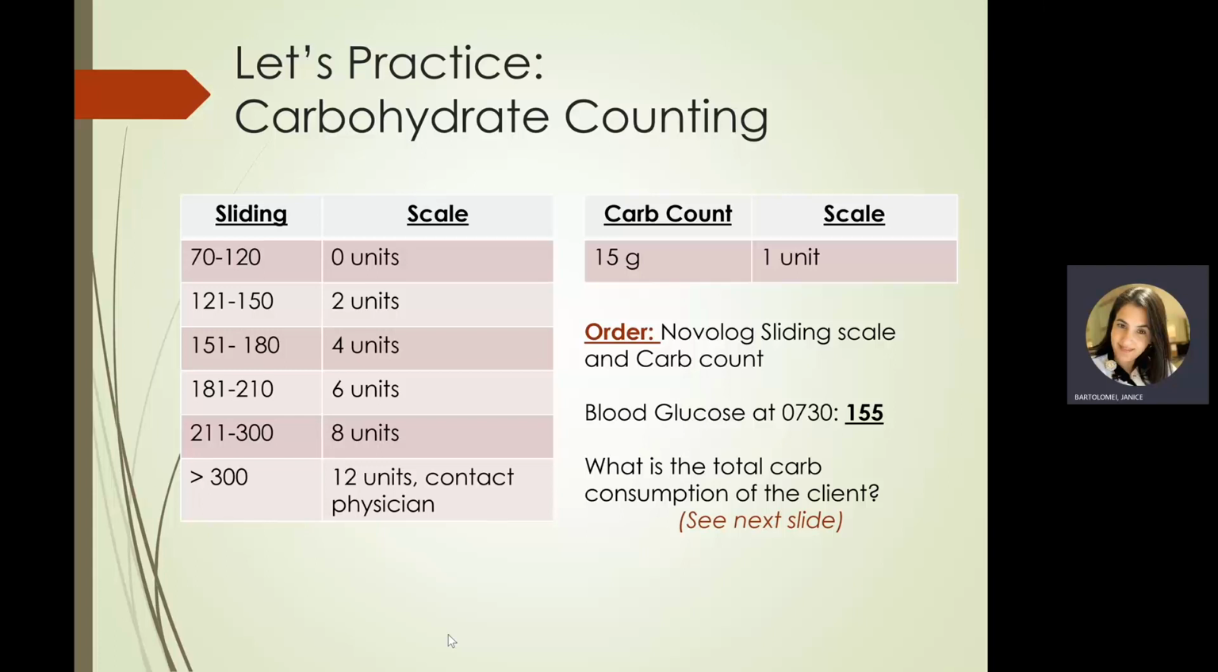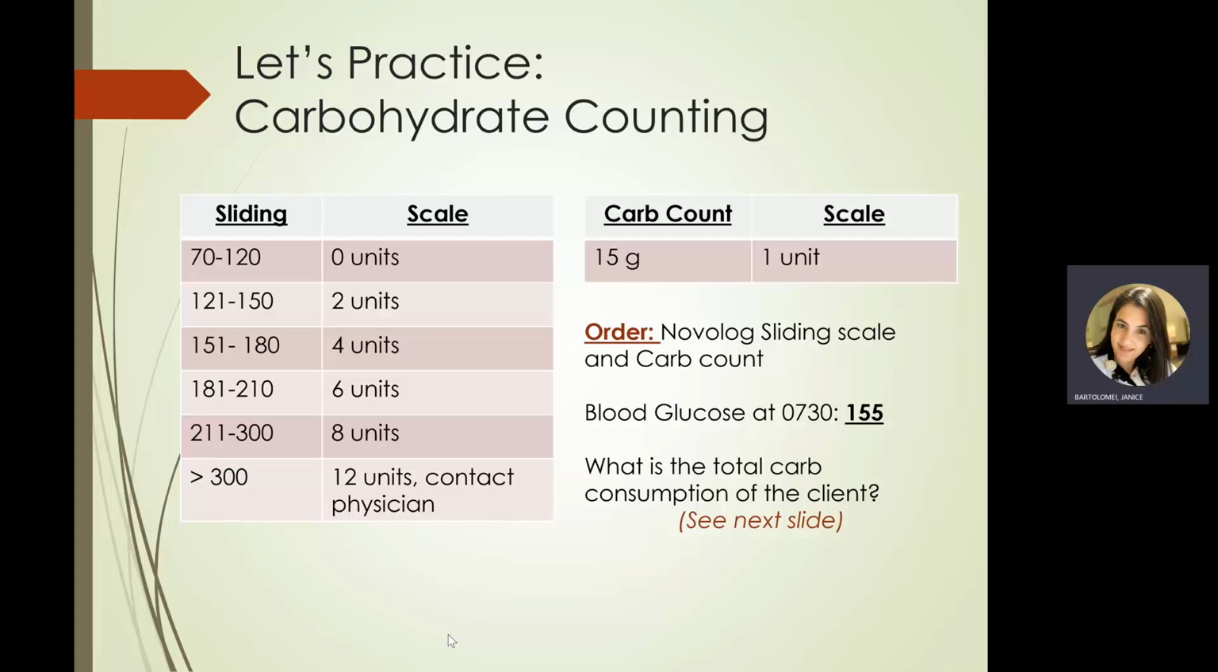So, with the carbohydrate counting, here's a little scenario. Let's practice. Let's say you have a client at the hospital under a sliding scale, which is basically from this number to that number of glucose level, you're going to administer X number of units of insulin. So you have a client on sliding scale and carb count.